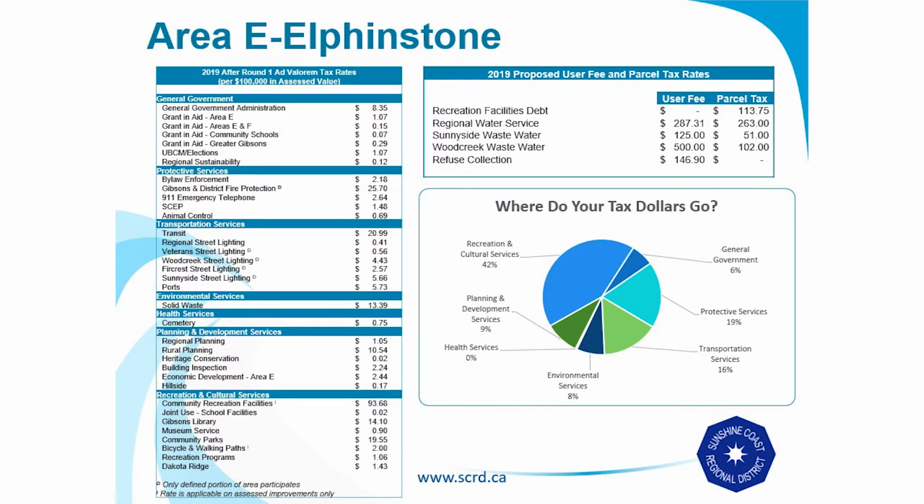For Area E, Elphinstone, again, lots of funding going towards recreation and culture, transportation. For West Howe Sound, we understand that they have a unique situation of having islands as well as industry in their area. Therefore, they do pay a lot into recreation and culture, transportation services. However, a lot of the cost sharing goes into the industrial properties.